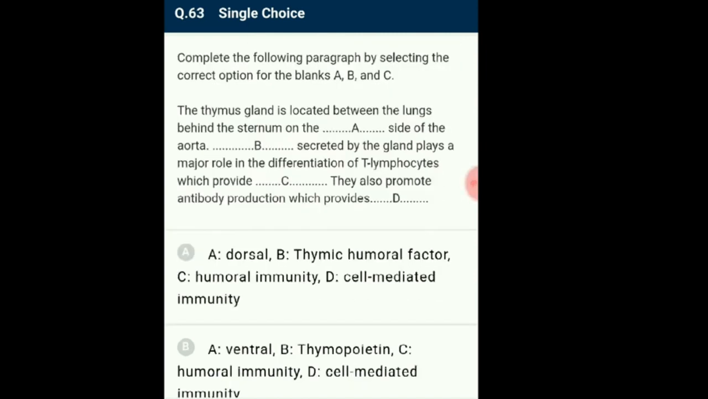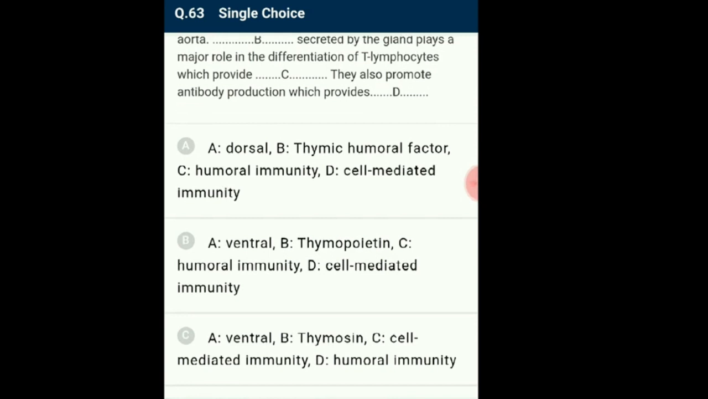Complete the following paragraph by selecting the correct option for the blanks A, B and C. The thymus gland is located between the lungs behind the sternum on the ventral side of the aorta. Thymosins secreted by the gland play a major role in the differentiation of T lymphocytes which provide cell-mediated immunity. They also promote antibody production which provides humoral immunity. So the answer for this question is option C.